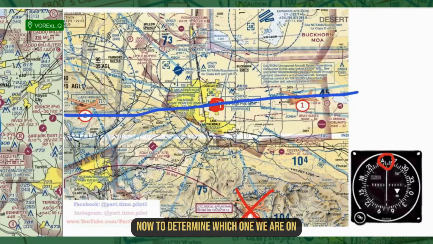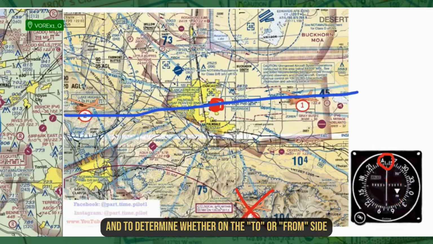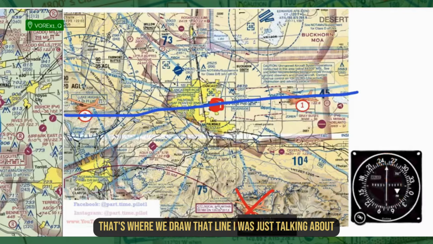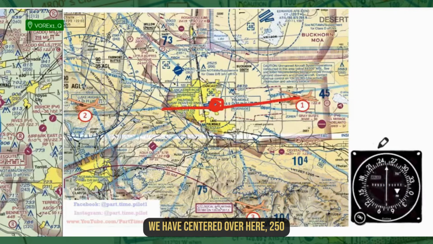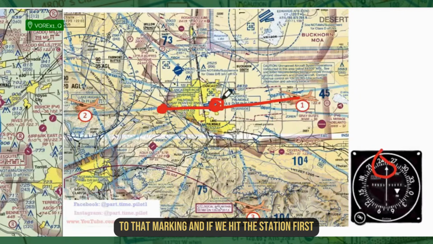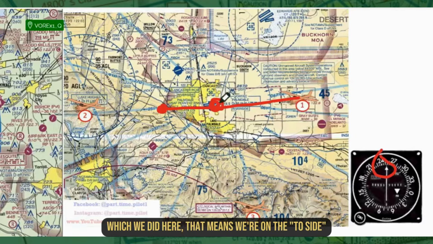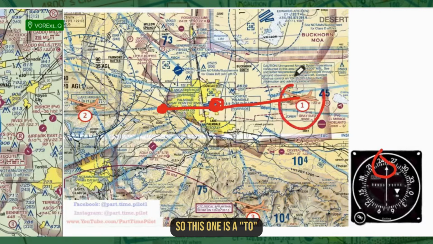Now to determine which one we are on, we need the to or from indication. To determine whether we're on the to or from side, we draw that line I was just talking about from the aircraft to the radial we have centered, 250, to that marking. And if we hit the station first, which we did here, that means we're on the to side. So aircraft 1 would be a 250 to. That's not what we want.